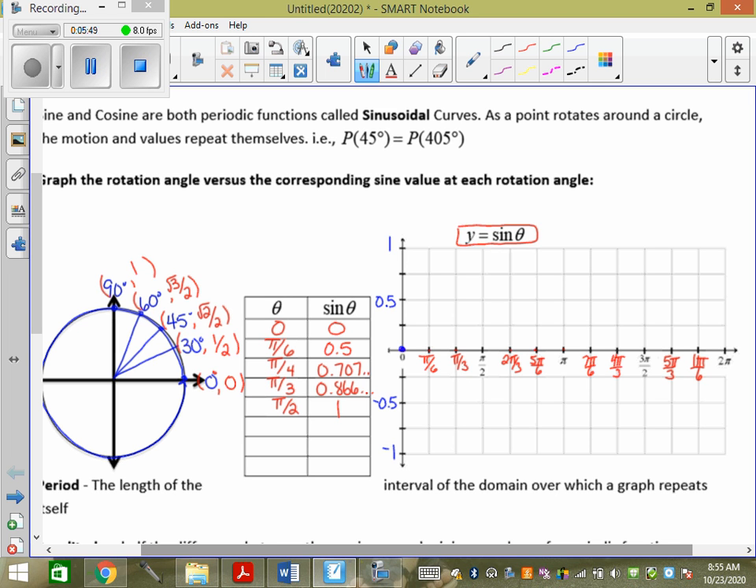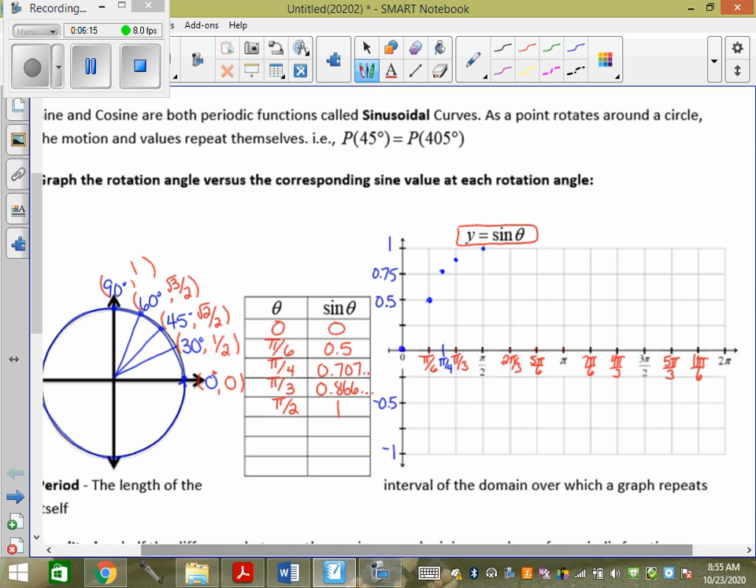So we have 0, 0. We have pi over 6 and 0.5. In between these two, directly in between them is a 45, right? So this would be where I would locate my pi over 4. So pi over 4 and 0.707. This is 0.75, so it's just a little bit higher. Pi over 3 and 0.866. Pi over 2 and 1. And then I just keep going around the unit circle.